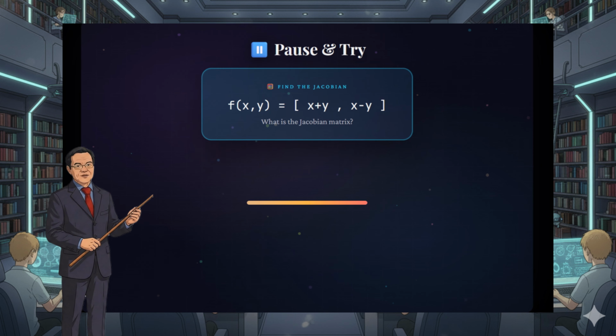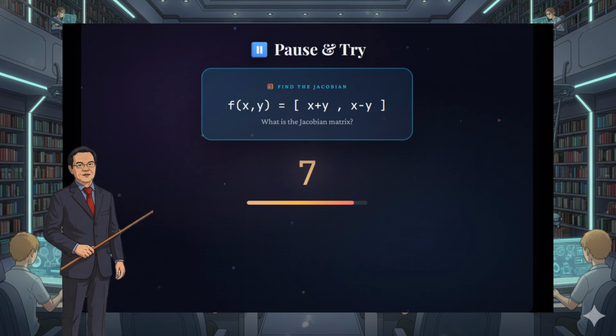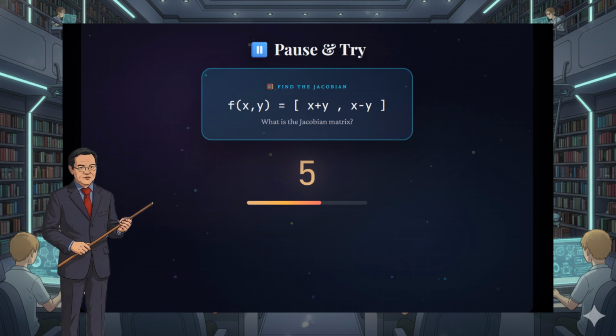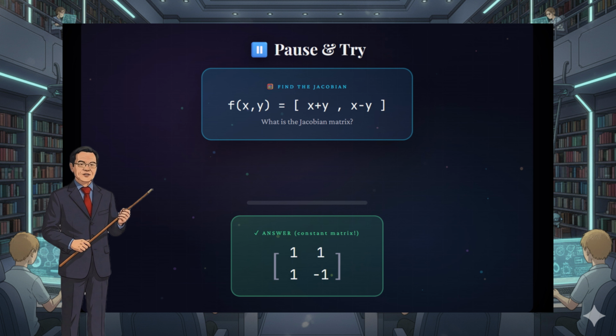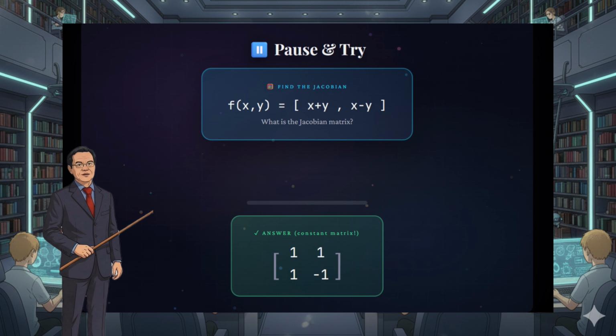flips. If the vector function is x plus y and x minus y, what is the Jacobian? Pause and try. Answer. It's a constant matrix. First row is 1, 1. Second row is 1, negative 1.